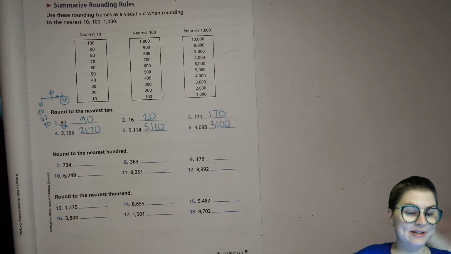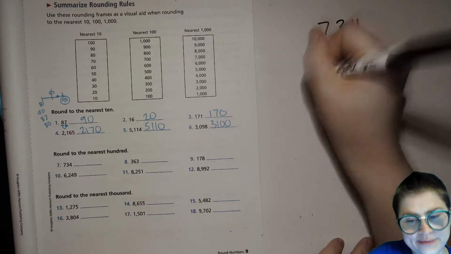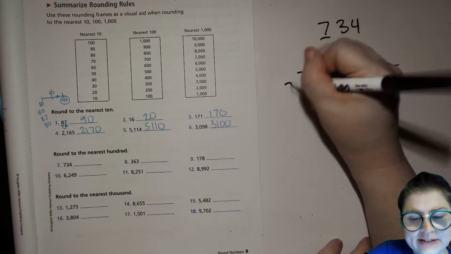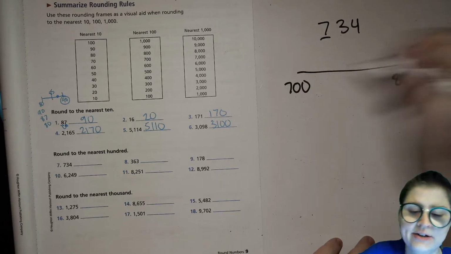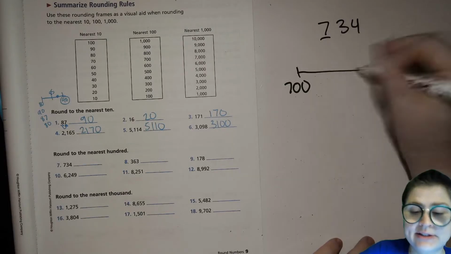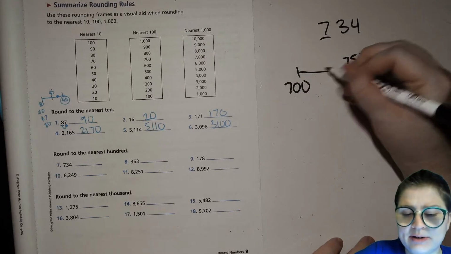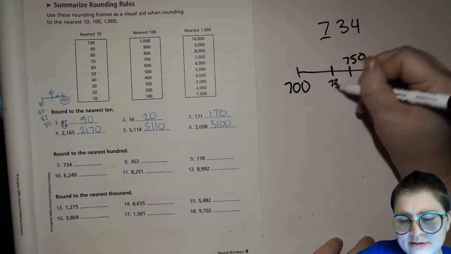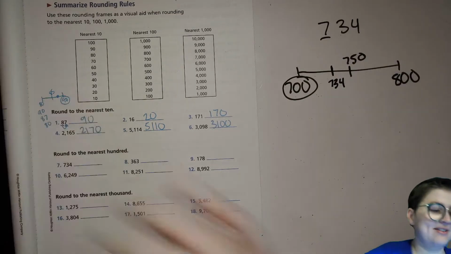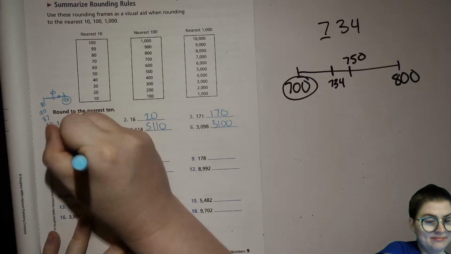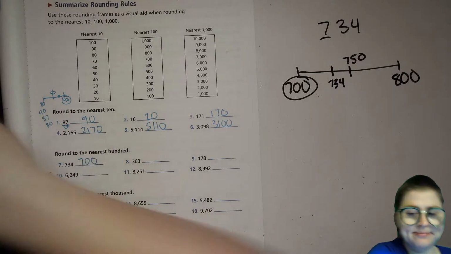Let's see. Now we're going to the nearest 100, so that's the next place over. So if we have 734, the hundreds place where it already is 700, and the next highest hundreds place would be 800. What's halfway between those two hundreds? 750. And where would 734 be on this? It would be right about maybe here, which means we are closer to 700. All right, next one.